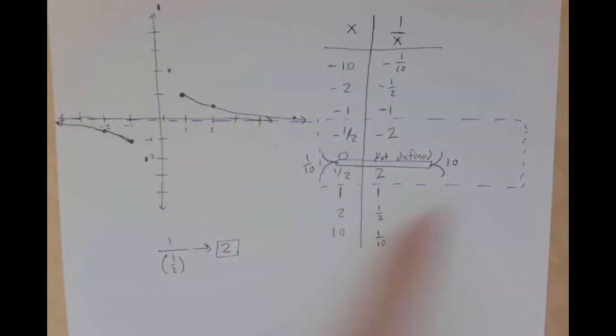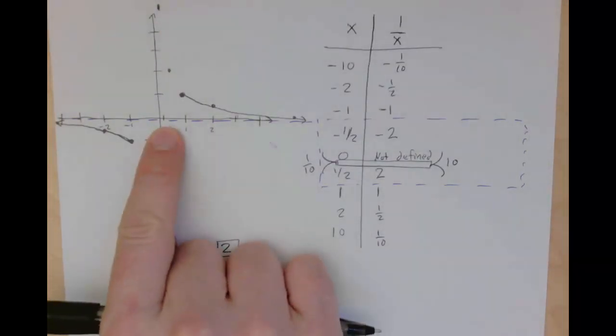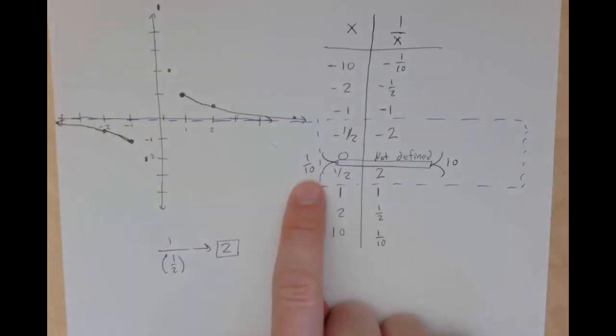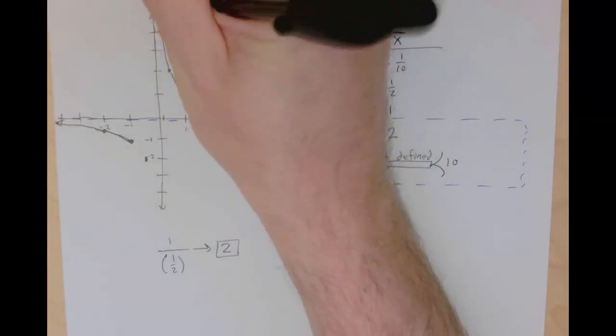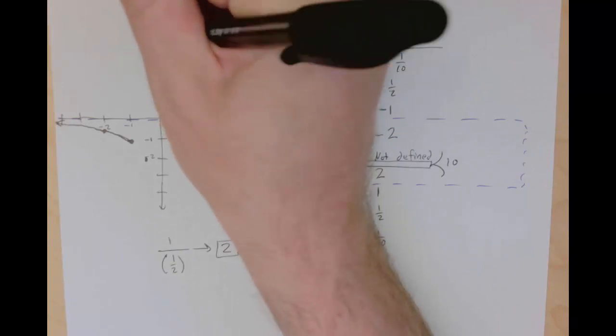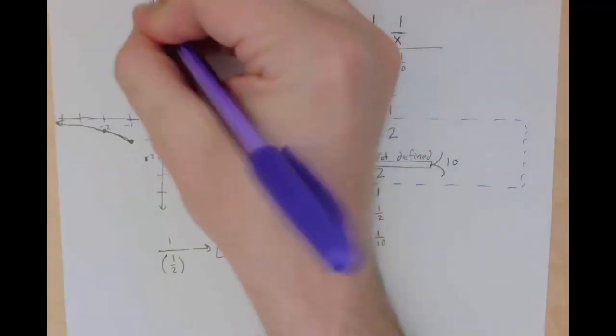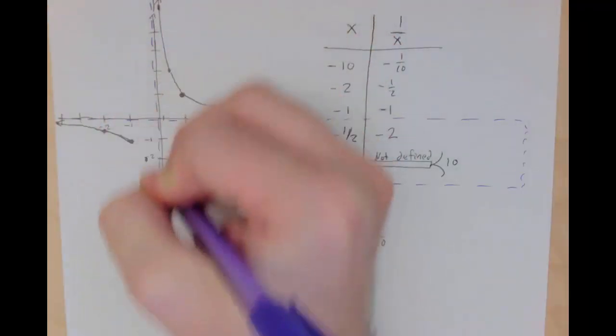So hopefully you can see that as my x values get closer and closer and closer to 0, my y values are going to get larger and larger and larger, approaching infinity. So you've got another asymptote, this time a vertical one, right at x equals 0.